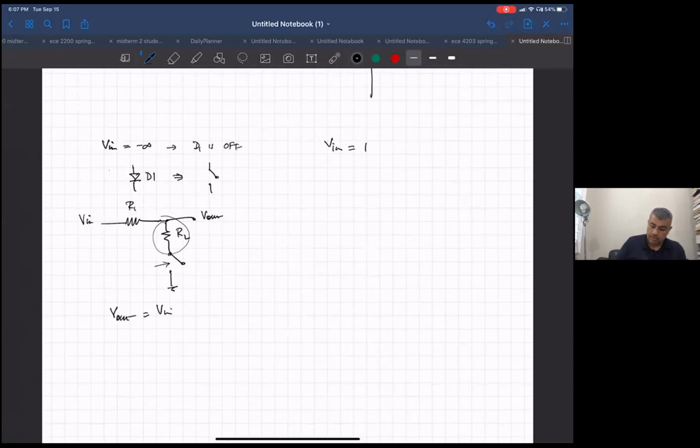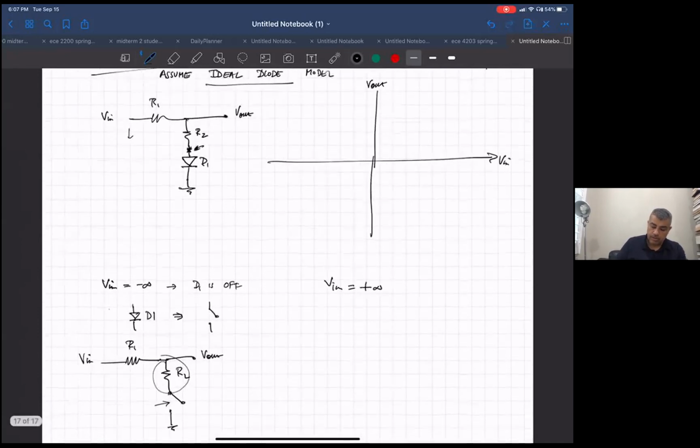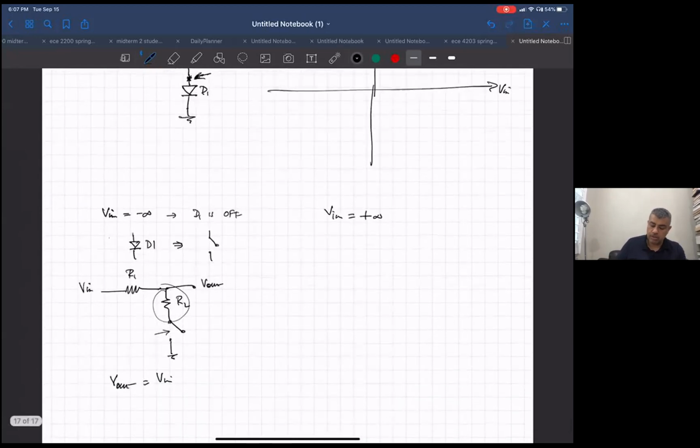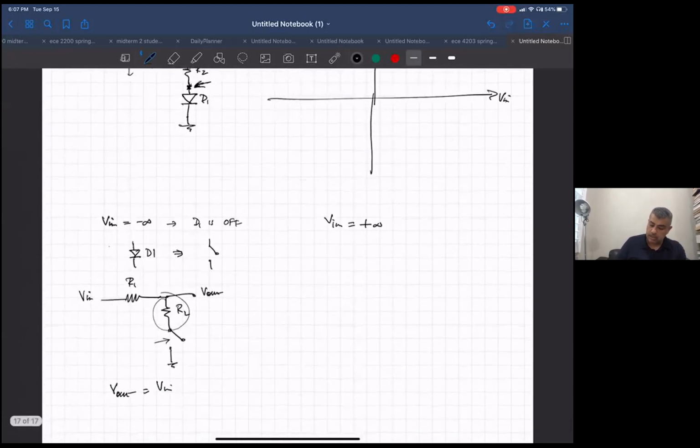And then Vn is positive infinity. So again, we're forcing this to be very, very high. I'm forcing this node to be higher than ground, whatever it takes. Then D1 is on. And I want to redraw D1 as a closed switch.